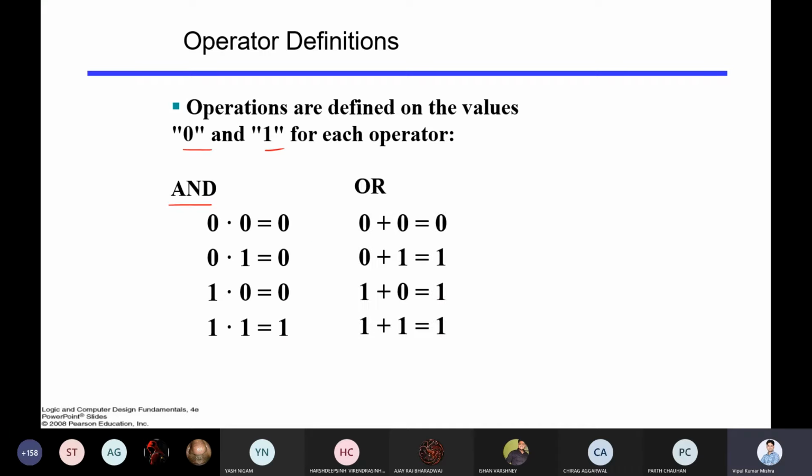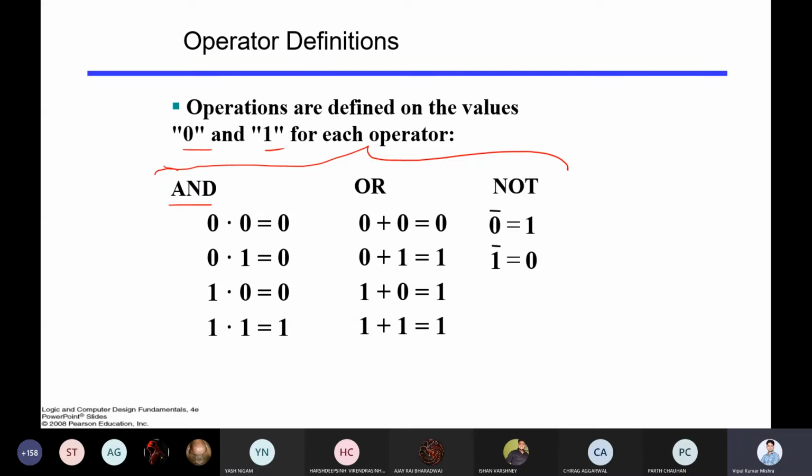Similarly, if you say OR gate, 0 plus 0 is 0, and so on. And if you say NOT gate, it is the reverse. If it is NOT of 0, then it will be 1. If it is NOT of 1, it will be 0. So in that way, these three basic gates are defined. Very basic gates that you can define in this way.